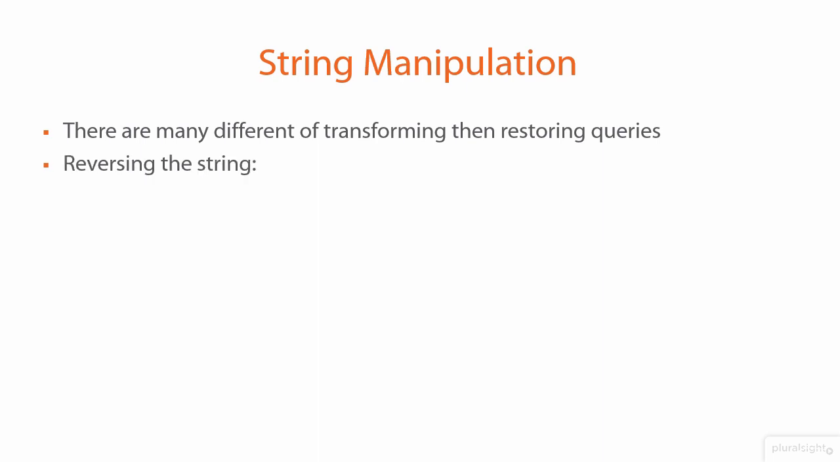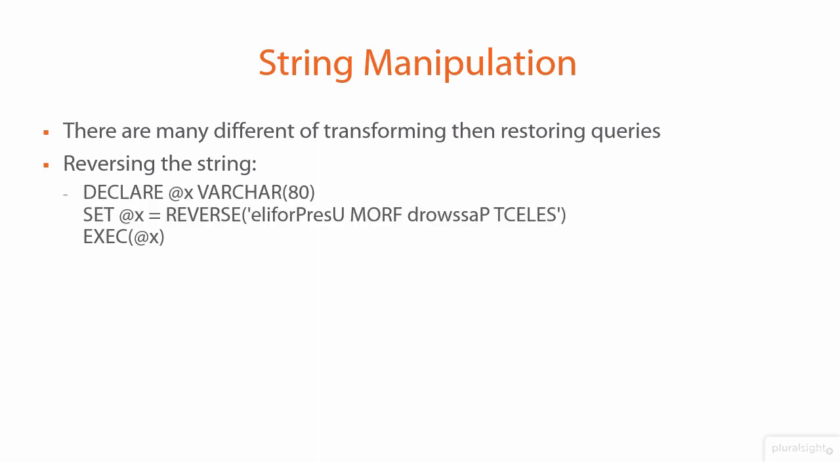So for example, what about reversing the string? What if we did something like this? You can see on the line that begins with set there, we're using the reverse command. And if we read this backwards, we can see it says select password from user profile. Now that string is obviously reversed. The reverse function will re-reverse that string, and then the exec command will simply execute it.